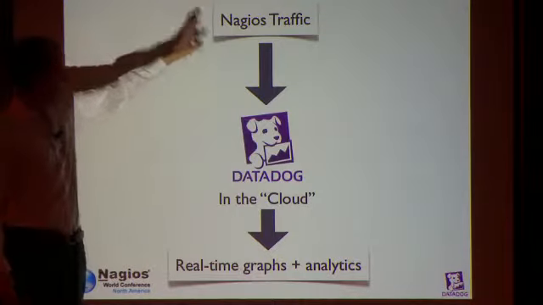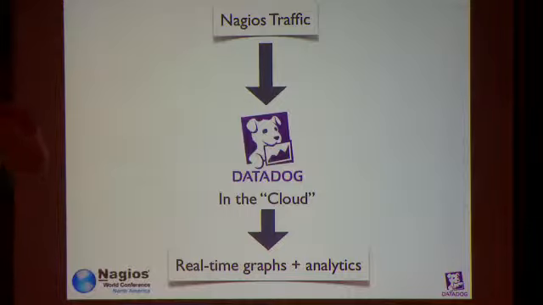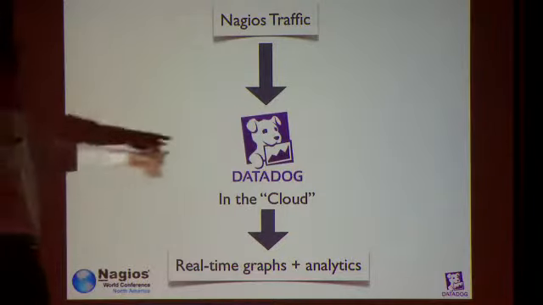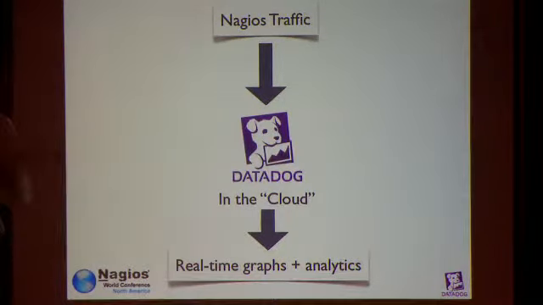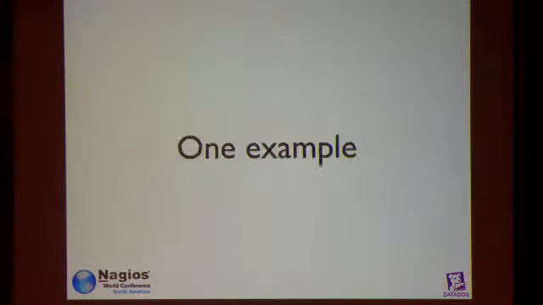So I isolated that. We have a little piece of software that digests the current Nagios logs in real time and sends that to us, and then we do the real-time presentation, and we also crunch numbers in the background to produce our analytics, if you will. So from what we're seeing, and I'm going to focus on one particular account that we have, Nagios is a relatively chatty source, so we're seeing a fairly constant stream of traffic.